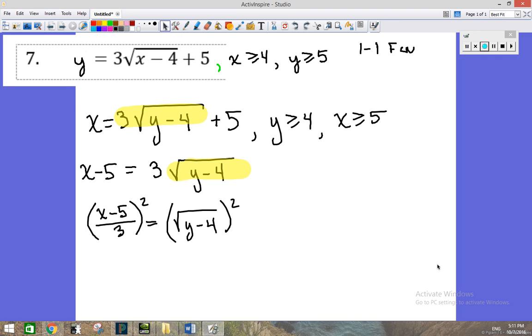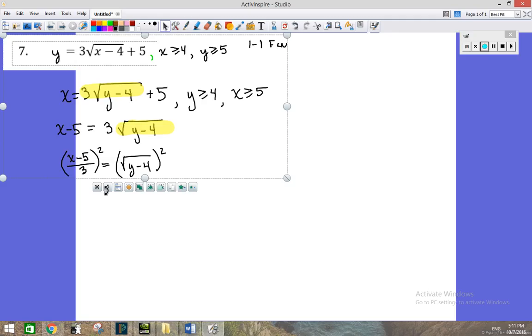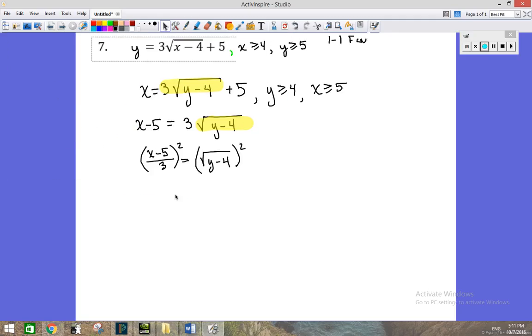Now, I'm going to switch sides here. Instead of having the y minus 4 on the right hand side, I'm going to switch it over to the left hand side because the radical is now gone. And this fraction, the numerator, I'm not going to bother foiling that out. I like it in factored form.